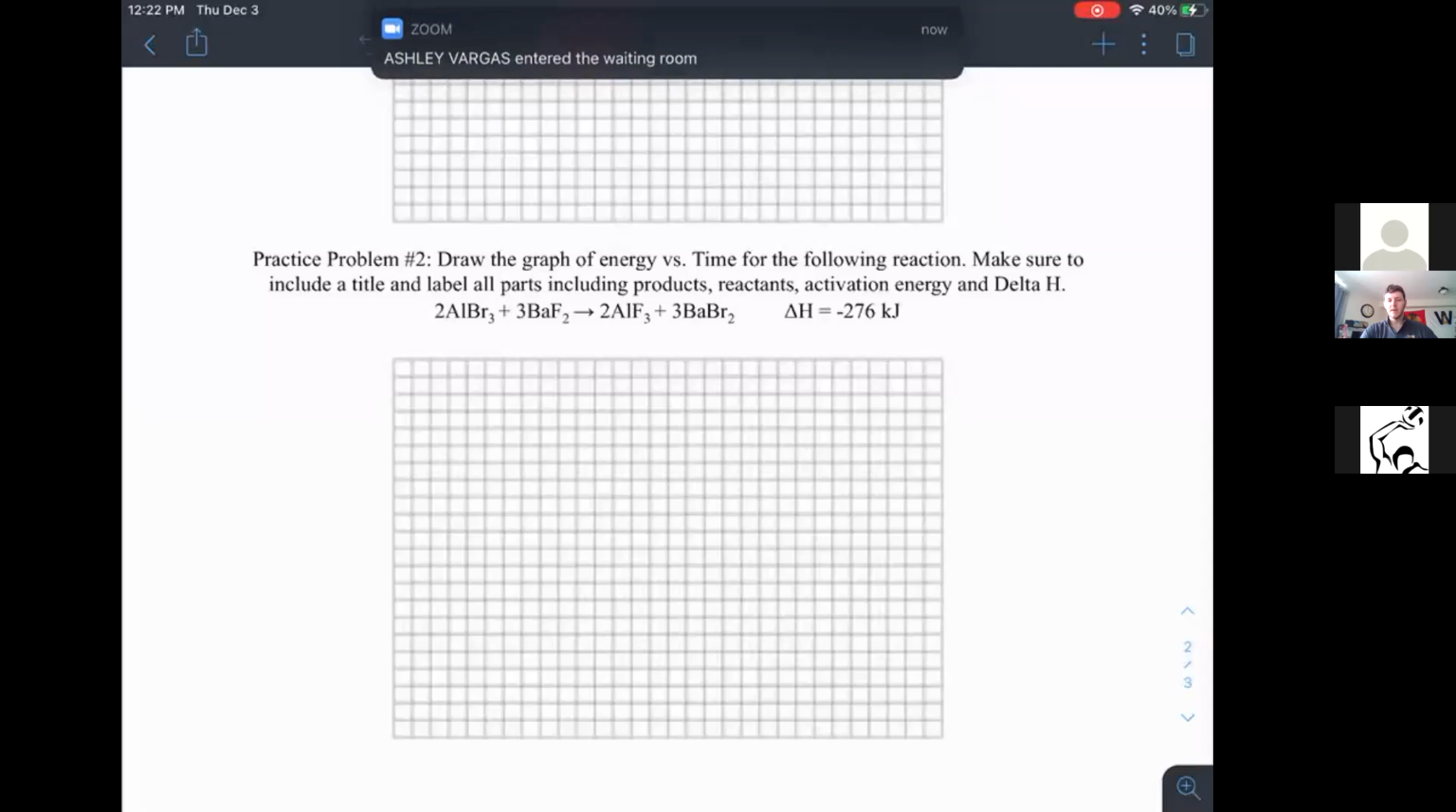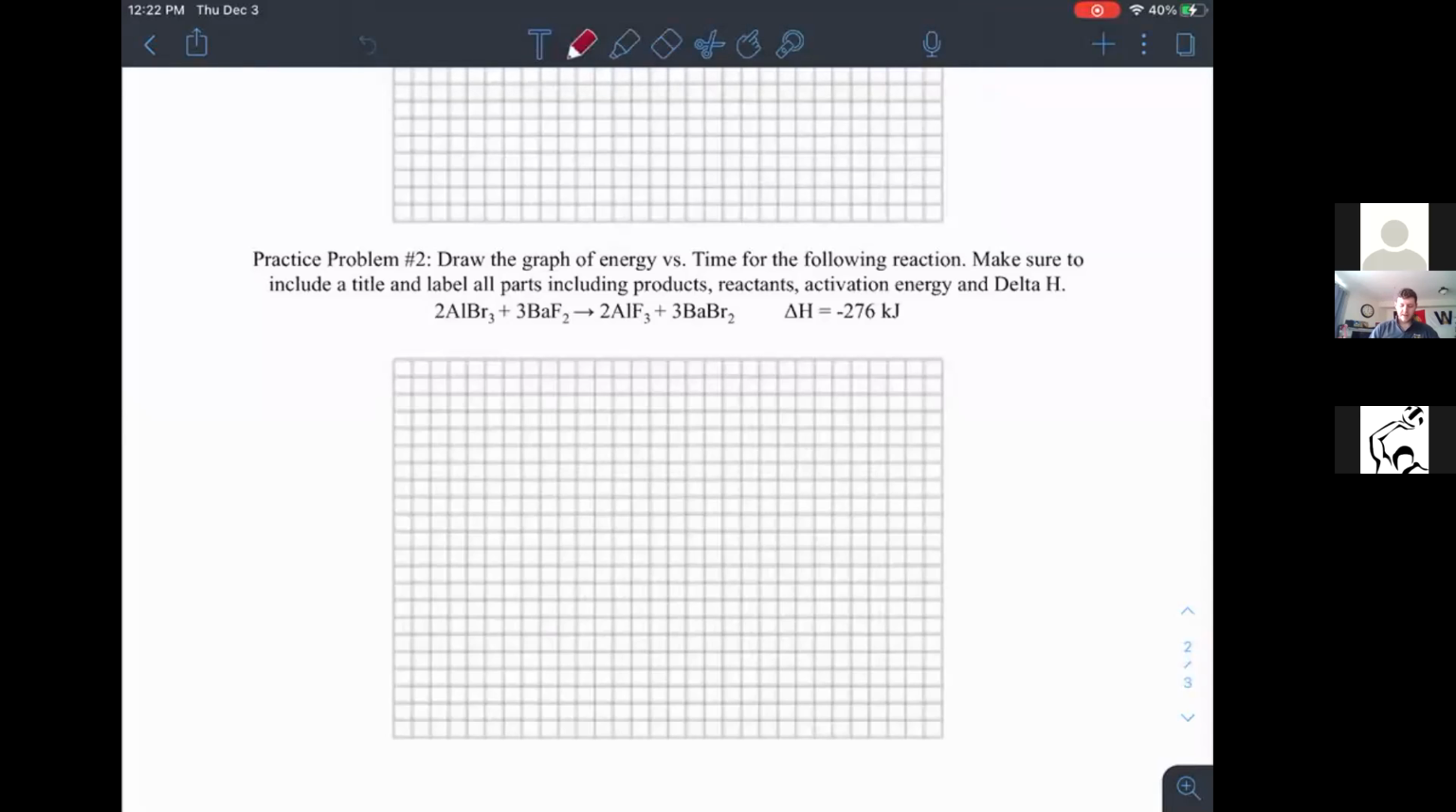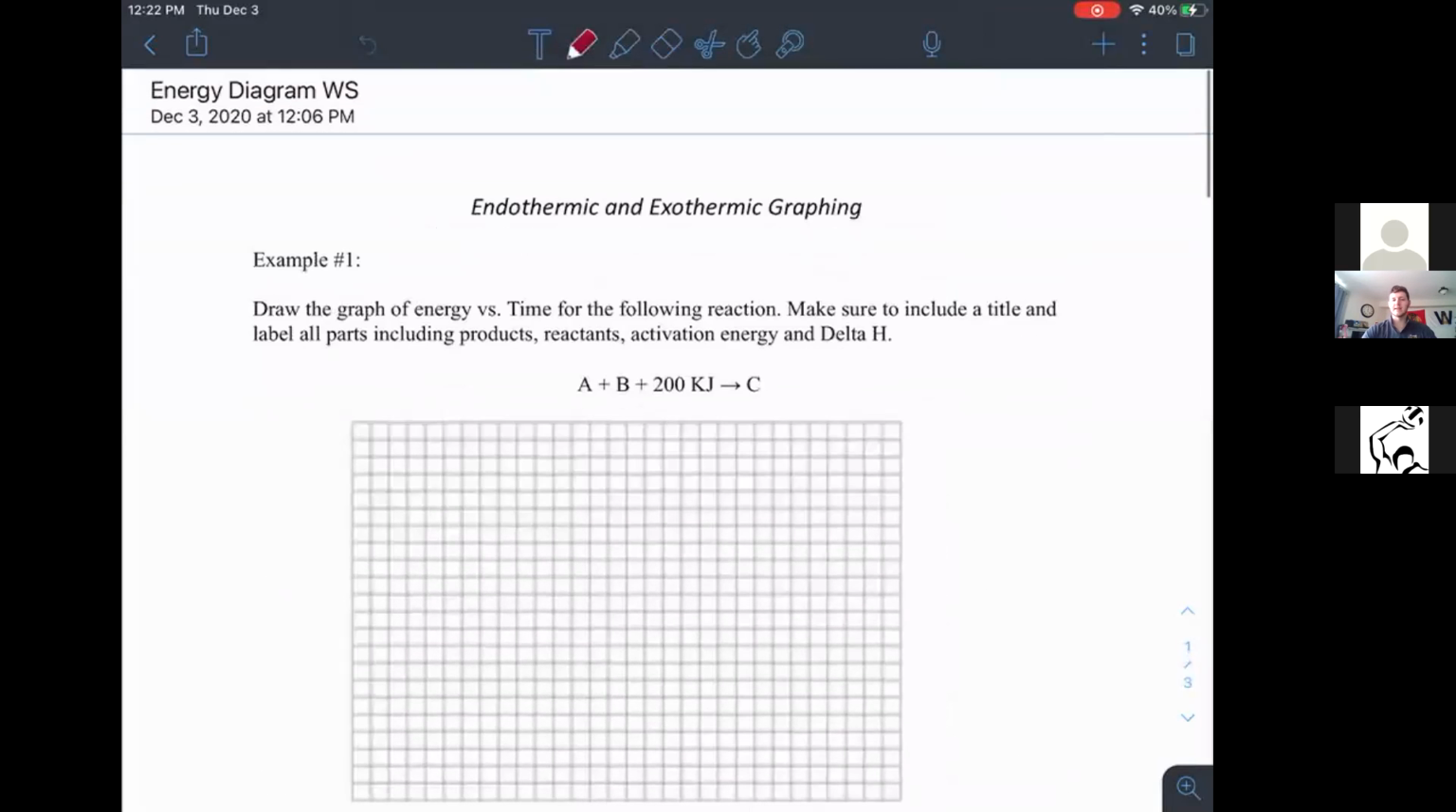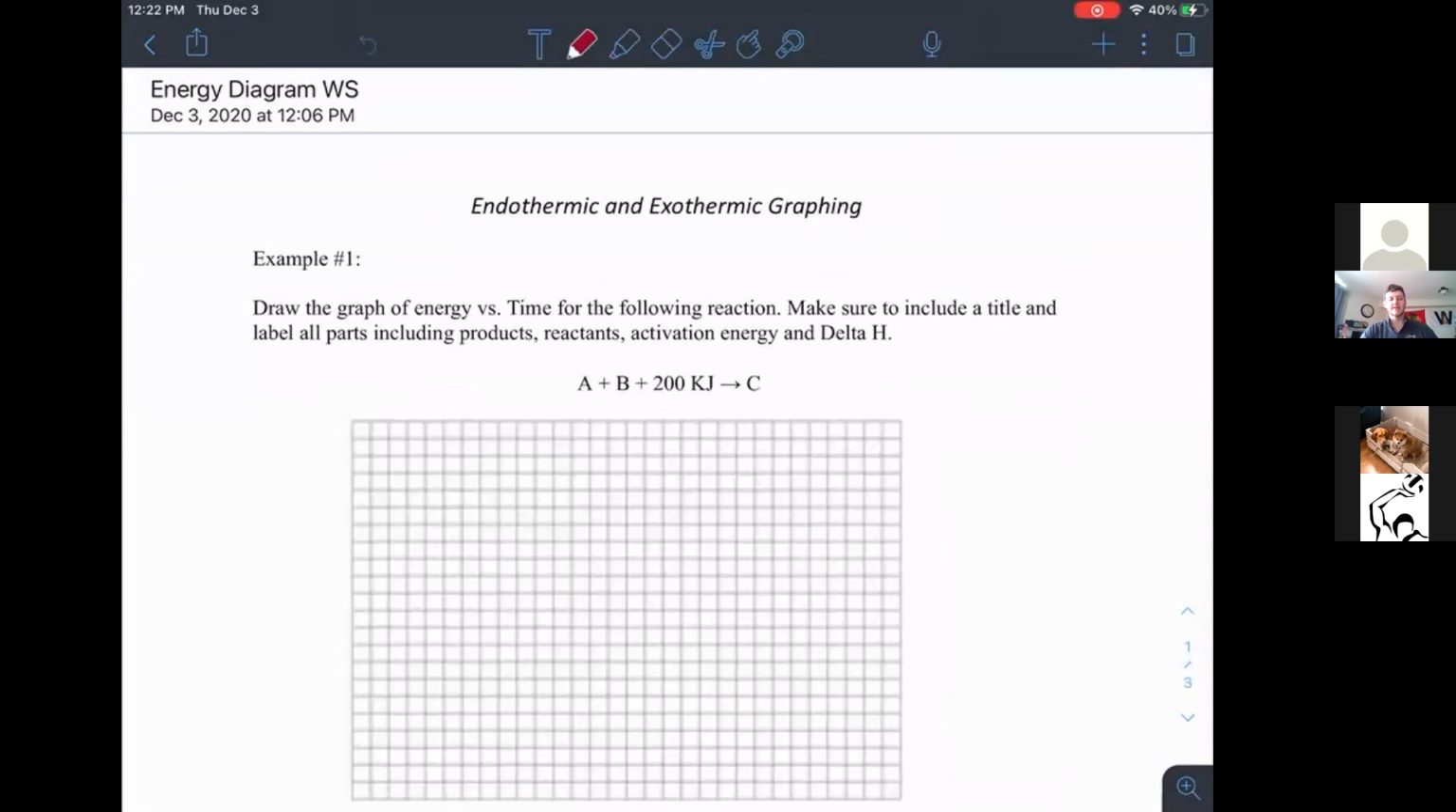All right. So if you all open up your Canvas pages and go to the energy diagram practice, we're going to be going through that together. It should look like this when you open it up. Endo and exothermic graphing. There are 4 practice problems that we have.